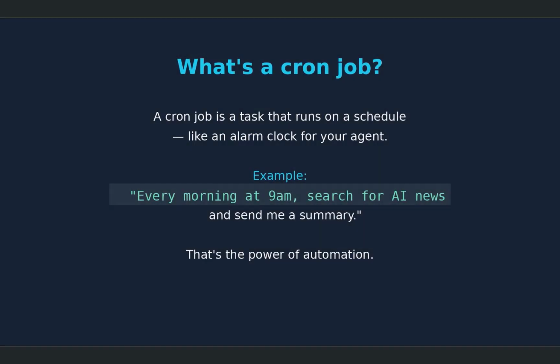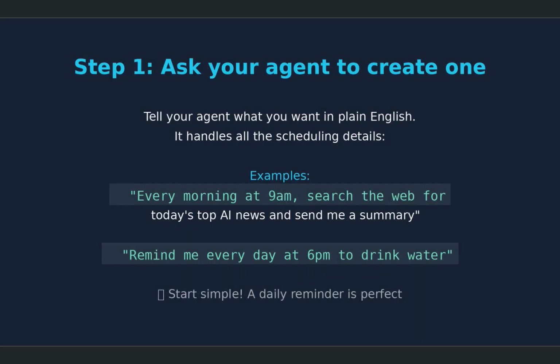What's a cron job? A cron job is a task that runs on a schedule, like an alarm clock for your agent. For example, every morning at 9 a.m., search for AI news and send me a summary. That's the power of automation. Step 1, ask your agent to create a cron job. Just tell your agent what you want in plain English. It handles all the scheduling details.